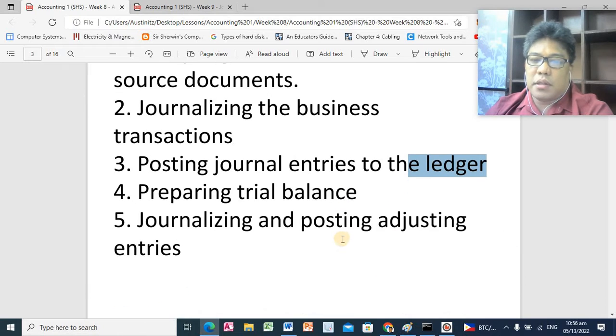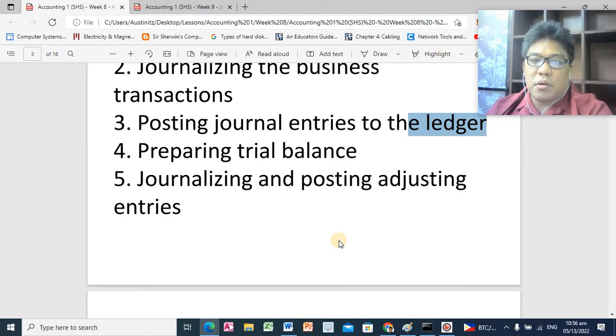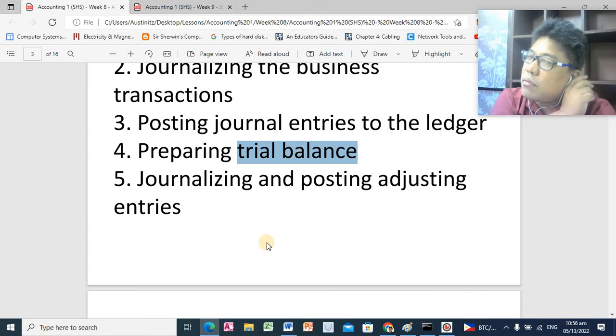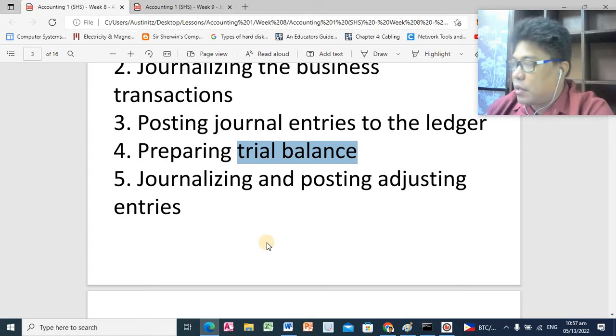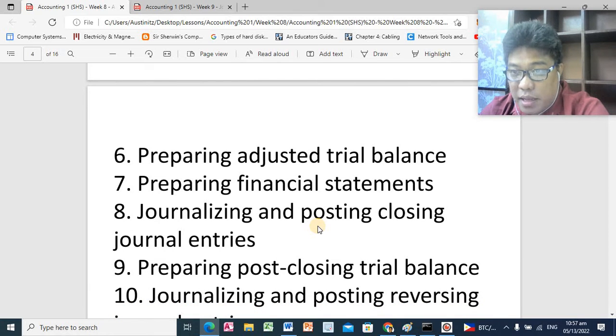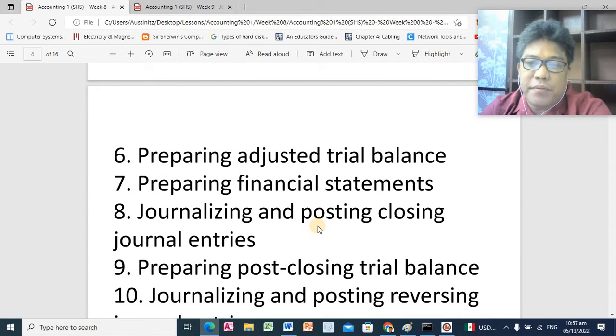Next, after the ledger, number 4, we must prepare the trial balance. After the trial balance, journalizing and posting adjusting entries, if there are any adjustments. Number 6, preparing adjusted trial balance. Number 7, preparing the FS or financial statements. Number 8, journalizing and posting closing journal entries.